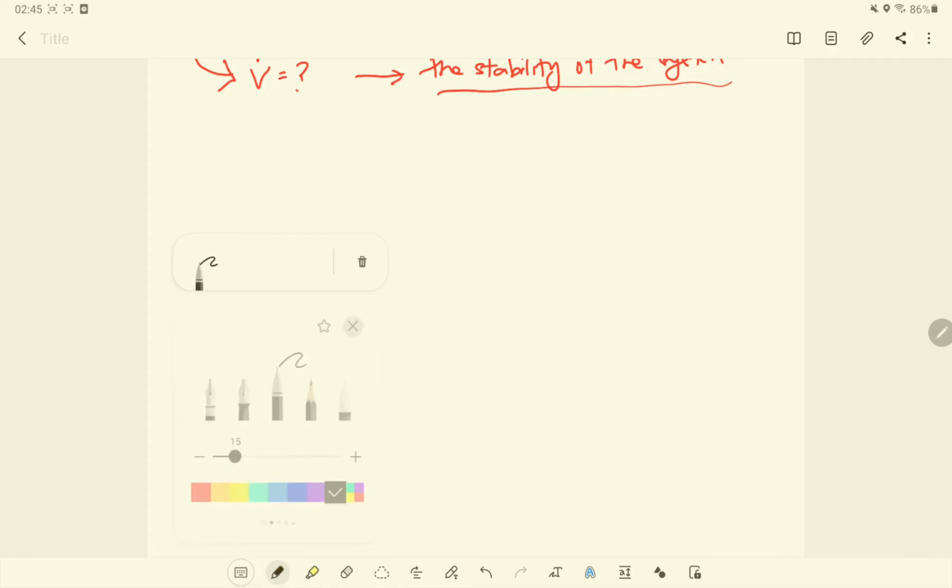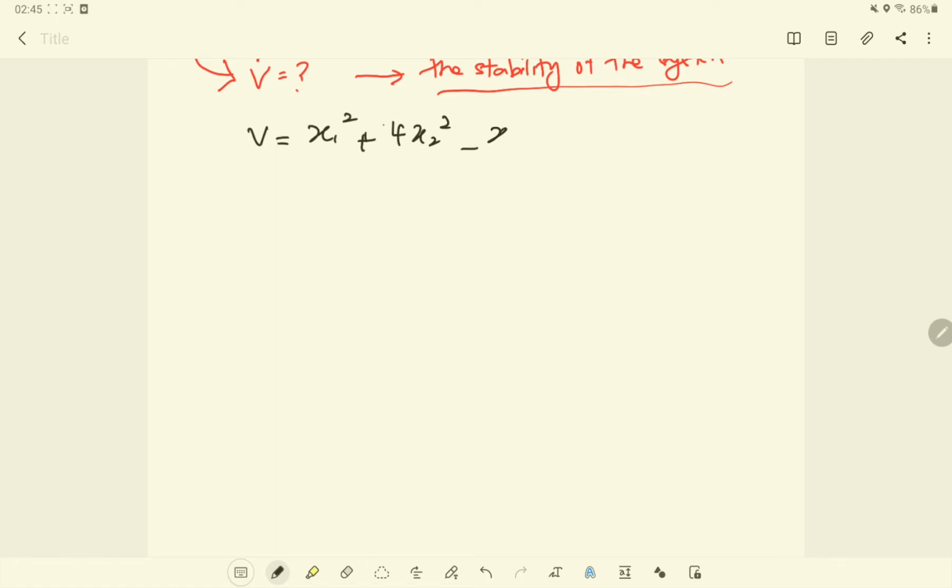Okay, so again, differential equations, convert to state space form, and then the Lyapunov function will be given. V equal to x1 squared plus 4 x2 squared minus x1 to the power of 4 over 2. Okay, we will use partial derivatives. So it is maths, I think you have heard about this before.